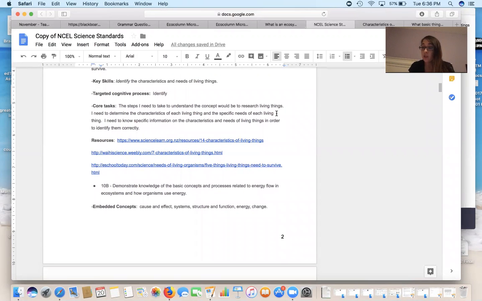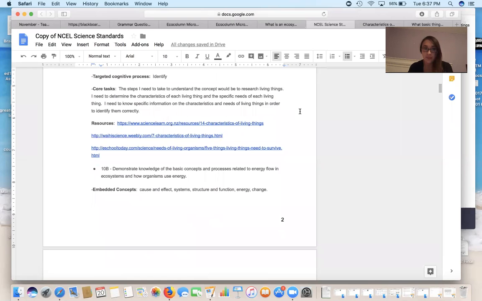Okay, so the steps you need to take to be successful with this standard is to just research about living things. Okay, then you're going to determine the characteristics of each living thing. Okay, what's unique, what's specific for them. Okay, and then you need to know the needs for living things. Okay, what are the basic needs? Okay, so look at that.